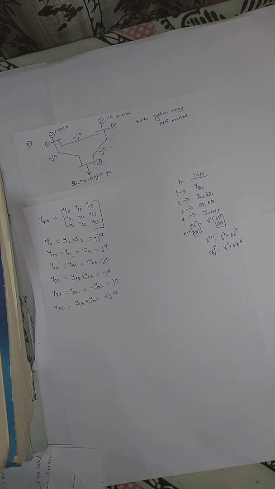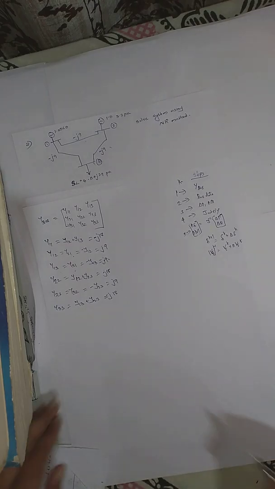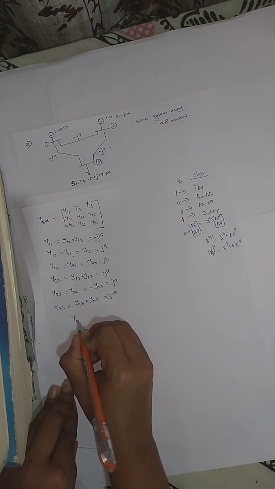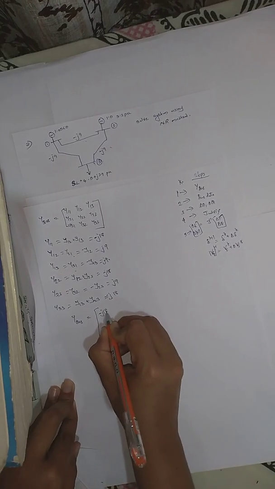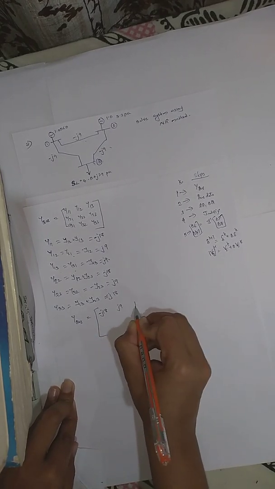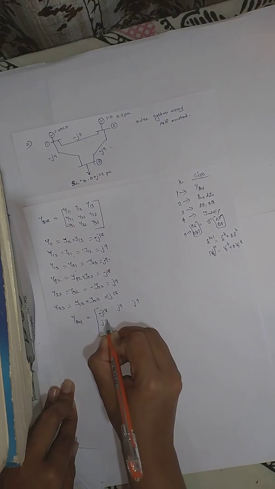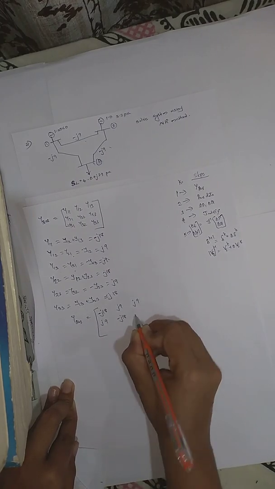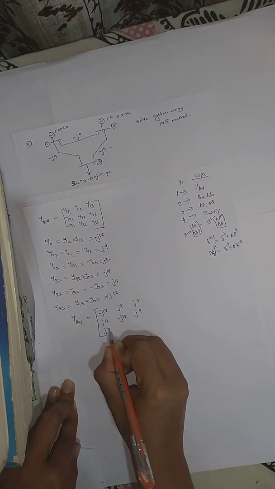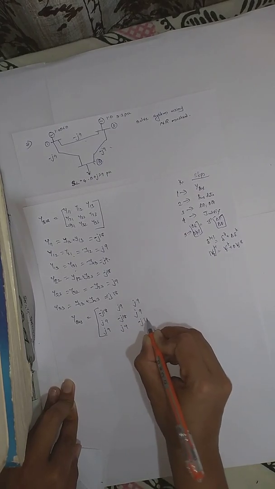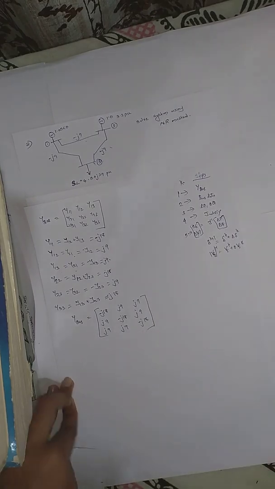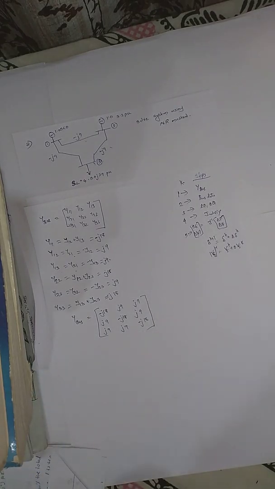So this is the Y bus we have found out for our problem, and it is very easy. Next, I am rewriting my Y bus. Hence my Y bus is equal to minus J18, J9, J9, J9, minus J18, J9, J9, J9, and minus J18. This is the value I have got for my Y bus.